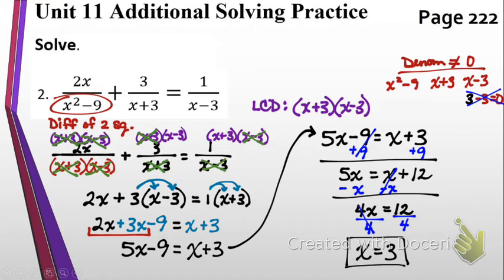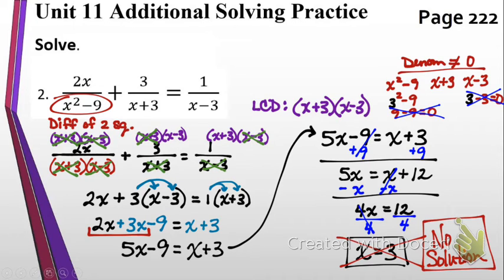It also does it to this one over here, because 3 squared is what? This would be 9 minus 9, which equals 0. Don't want that. So I have to throw this out. But that was my only answer. What'd you say? No solution. No solution. Nice work.